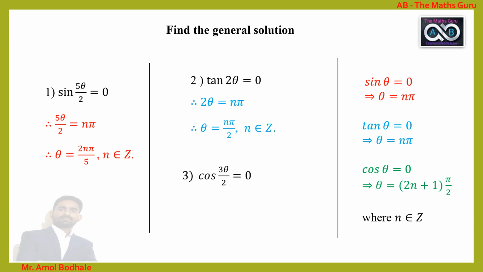Let's see the next example. Cos of 3 theta by 2 equal to 0. To solve this example, we can use the third result, that is cos theta equal to 0, then theta is (2n plus 1) pi by 2. So here the angle is 3 theta by 2. Therefore we can write 3 theta by 2 equal to (2n plus 1) pi by 2. Now we can cancel 2 from both sides and divide by 3. Therefore theta equal to (2n plus 1) pi by 3 where n belongs to Z. So these are the general solutions when trigonometric functions equal to 0 are given.